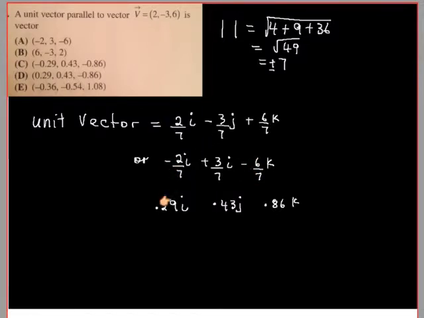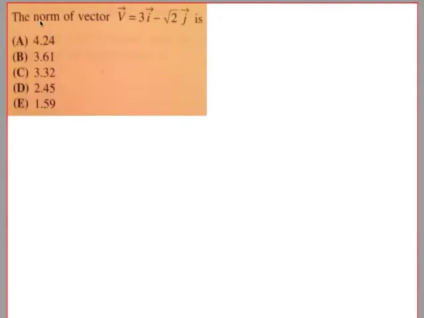I just plugged this in the calculator, and these are the decimal values for 2/7 and 3/7 and 6/7. Now we don't have the top option given anyway, so this is the only one we have, which is negative 0.29, positive 0.43, and negative 0.86, and that's your correct answer. The norm of a vector is basically the same as the magnitude of the vector. Thought I'd give you the information.